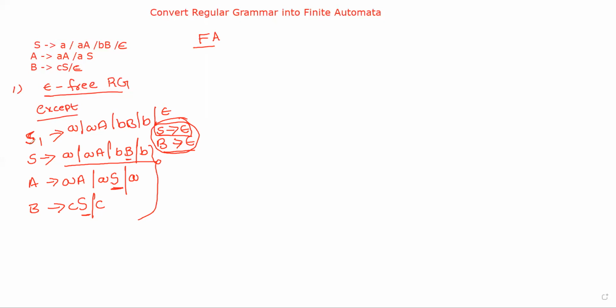The procedure is very simple. What are the states we have? S1, A, S, B. These are the non-terminals, and the non-terminals become the states in the finite automata. And remember, along with them, we will consider one more state that is assumed as the final state. Assume C is the final state. What is the starting state? S1 is the starting state.